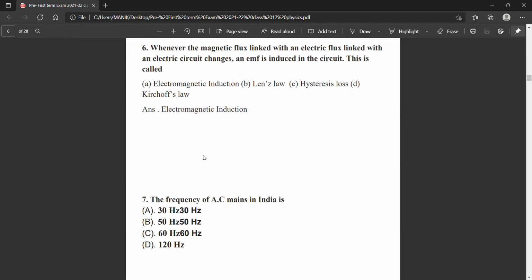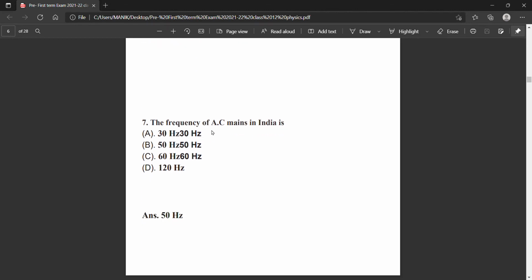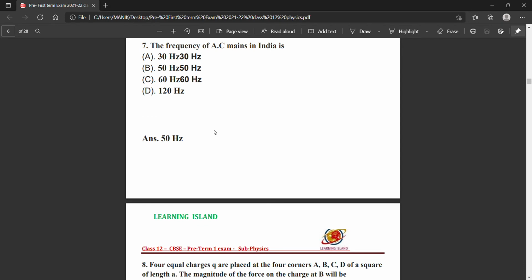Next question. Whenever the magnetic flux linked with an electric circuit changes, an EMF is induced in the circuit. This is called electromagnetic induction. So answer is option A. Question number 7. The frequency of AC mains in India is, options are there. So the answer is 50 Hz.